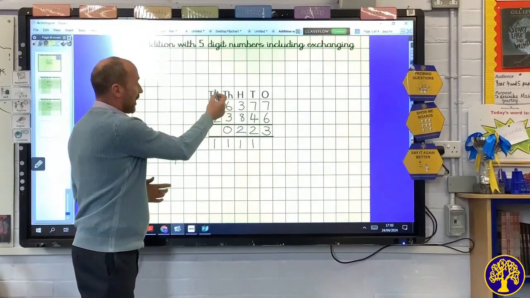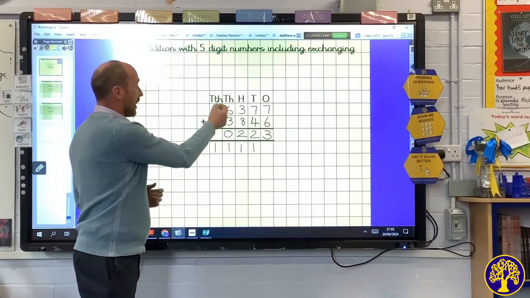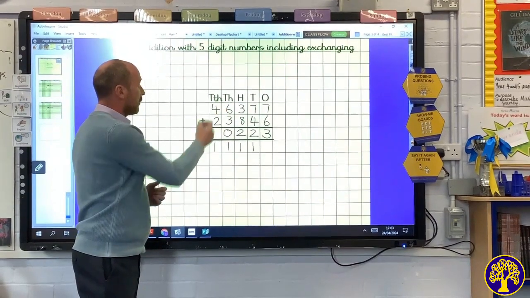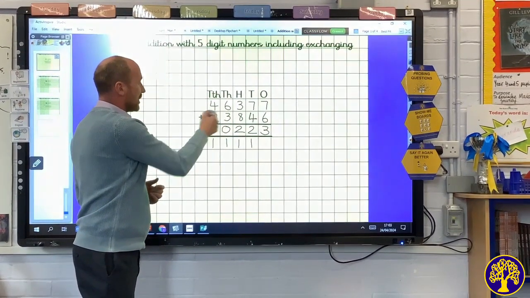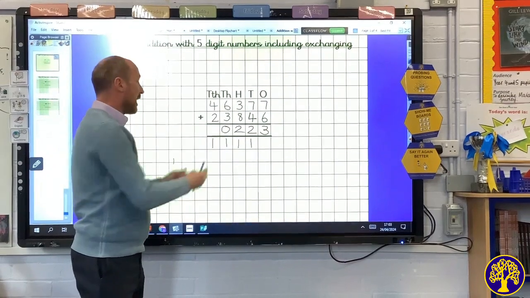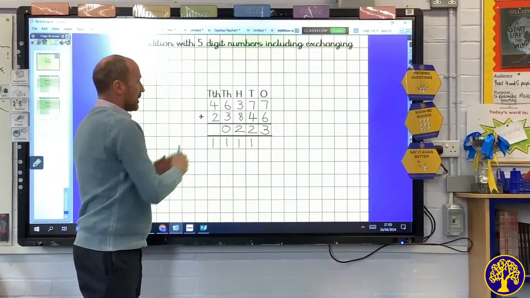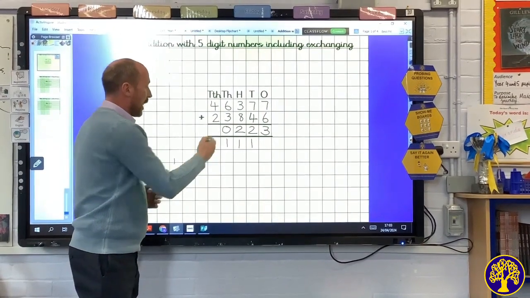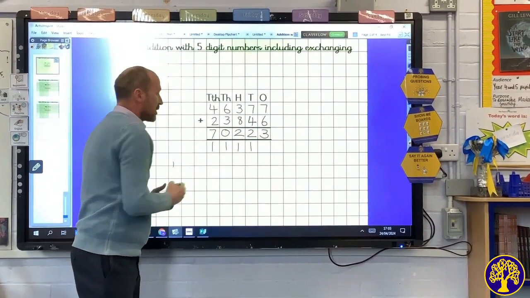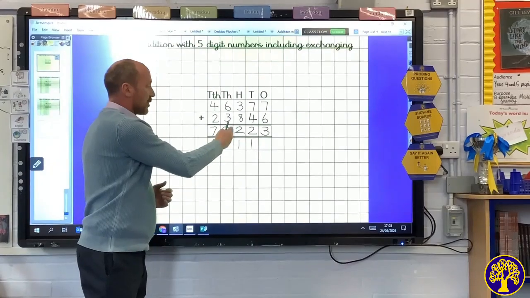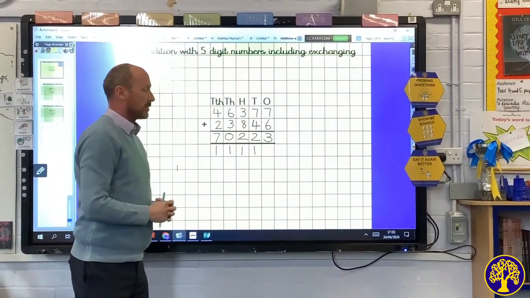Then I add my 10,000s to finish, so I have 40,000, add 20,000 is 60,000, and an extra 1 which is 70,000. Because I'm in my 10,000s column, I can add that as a 7. So I have 70,223.